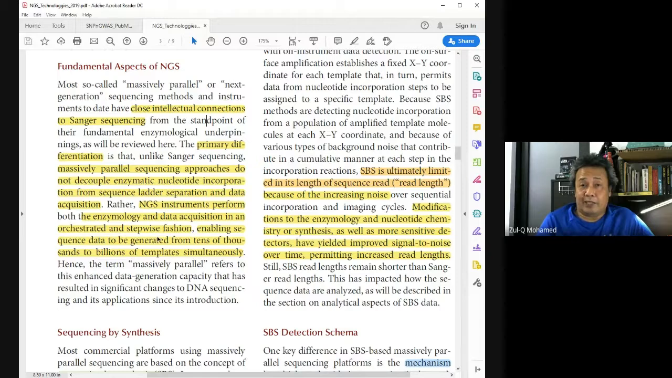For Sanger sequencing, first you do extraction, then you use a PCR machine, then you run the gel, then you do cycle sequencing again on a PCR machine. Only then do you transfer it into a sequencing machine and read. So there are two different machines. But for NGS, no. It performs both the enzymology and data acquisition in an orchestrated stepwise fashion, enabling sequence data to be generated for tens of thousands to billions of templates simultaneously.